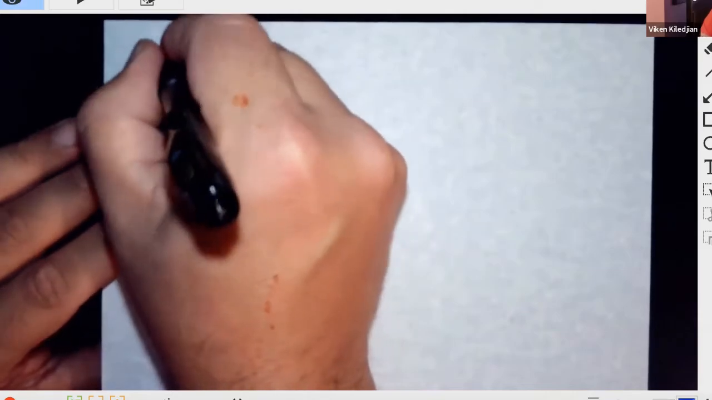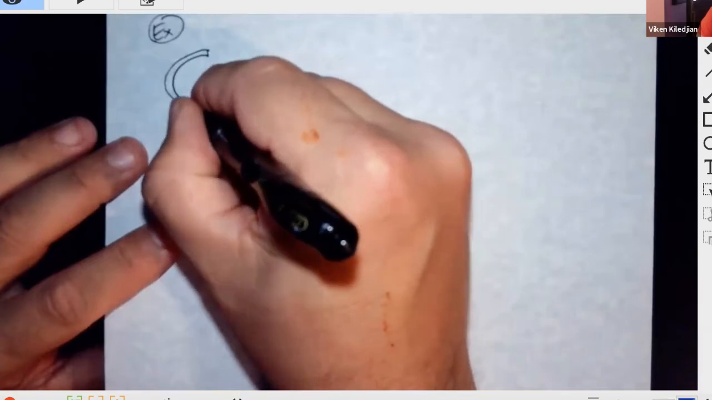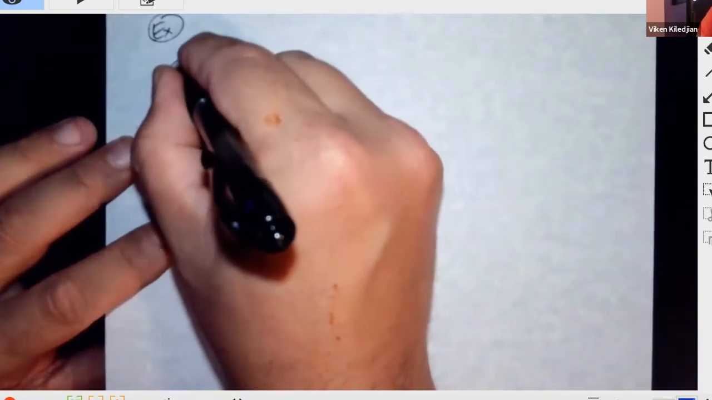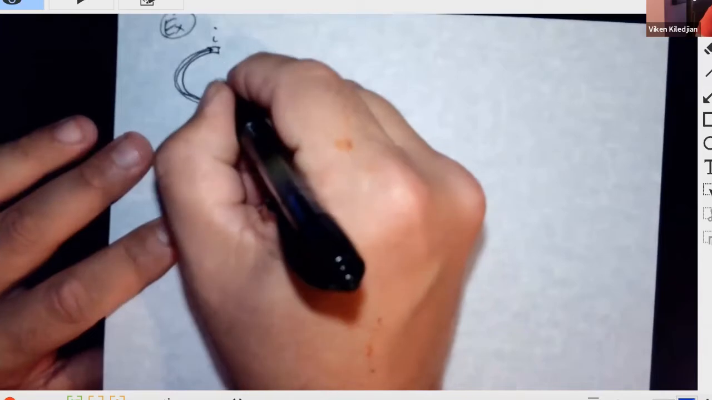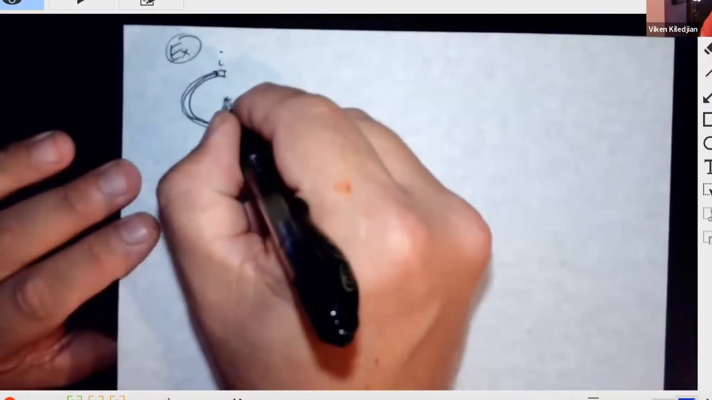Magnetic field of a semicircular wire. Let's say the current is flowing like this. And we want to find the B field in the center. And then we can do also off center. So the center is actually going to be pretty easy.